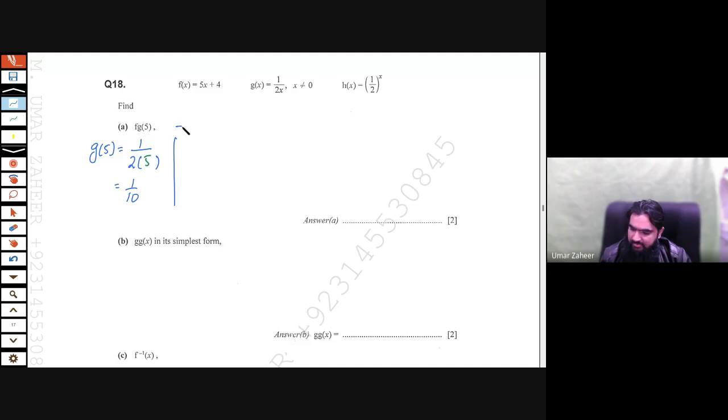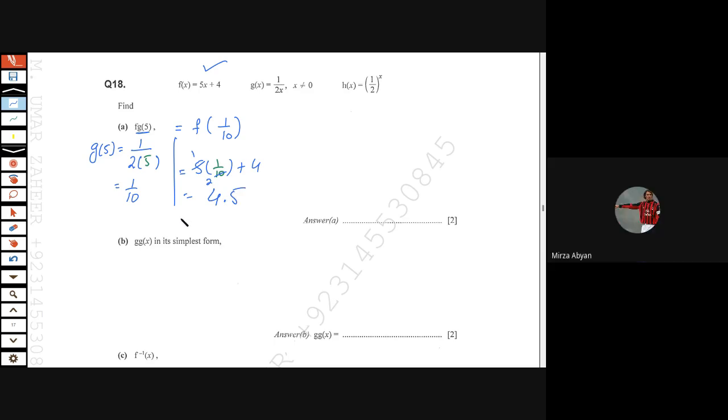Now the value of g of 5 is 1 by 10. Now we have to apply the f function. The f function is 5x plus 4, and the x value is 1 by 10. So factor 1 is 5, factor 2 is 10. It is 1 by 2 plus 4. So 1 by 2 plus 4 will be 4.5.